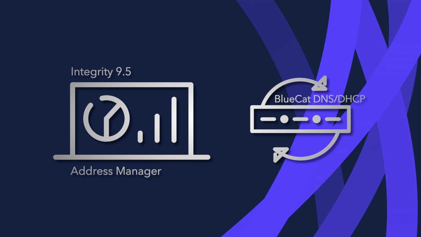The demo uses an Integrity 9.5 Address Manager appliance and a BlueCat DNS and DHCP appliance. They have only been provisioned with the IP address and no other configuration has yet been applied. The BDDS appliance is not under Address Manager control yet.